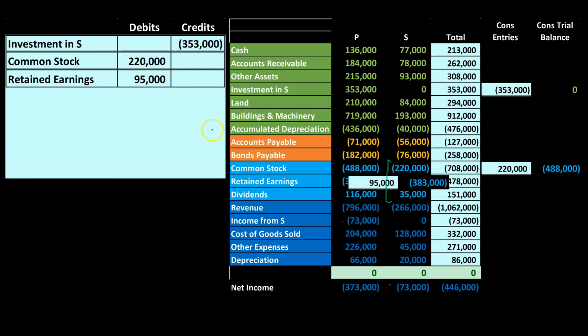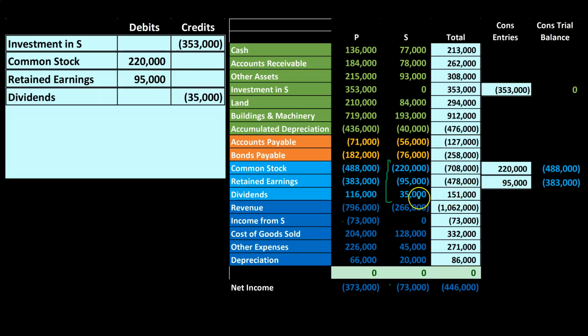So there's the $95,000. So we're going to say, all right, so retained earnings for P was $383,000, $95,000 for S, total $478,000. Then we're going to remove S's portion, we're going to eliminate S's portion, bringing us back to the $383,000. Then we're going to do the same thing for the dividends.